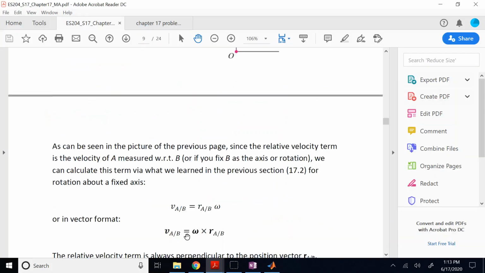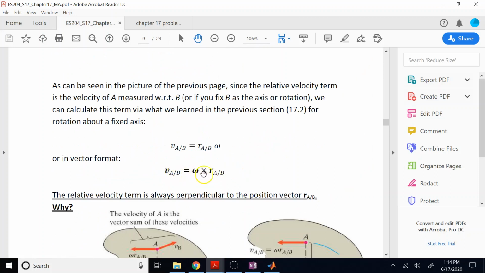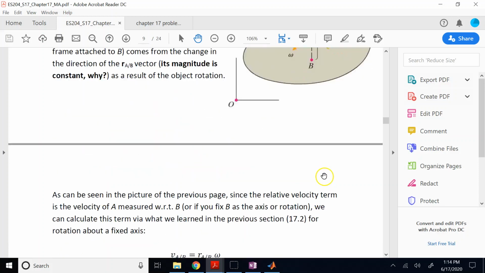Okay, now, what is the interpretation of this relative term, omega cross R of A with respect to B? First of all, we know that the cross product is always perpendicular to both original vectors. So I expect this relative term to be perpendicular to what? To R of A with respect to B. In other words, if this is the rigid body and this is R of A with respect to B, I always expect this relative velocity term to be perpendicular to that relative position vector, right?